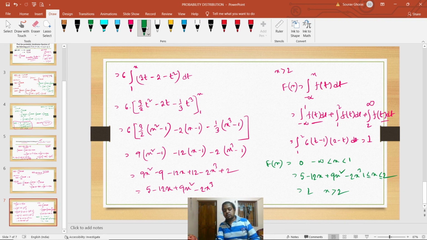So I hope you understand how you can find the probability distribution function for the continuous case.